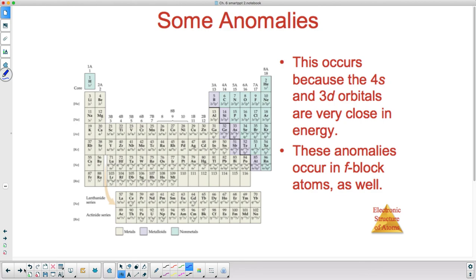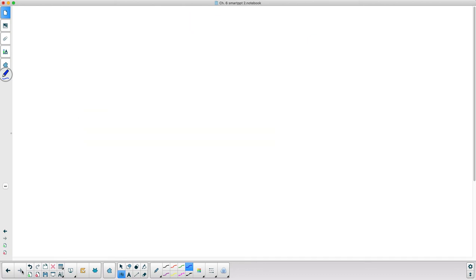This occurs because the 4s and 3d orbitals are very close in energy. These anomalies occur in the F block atoms as well, but we're not going to talk about that. And I think that's it.